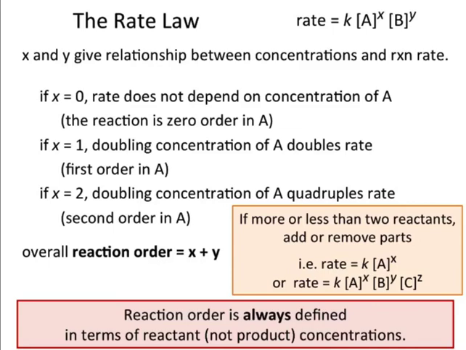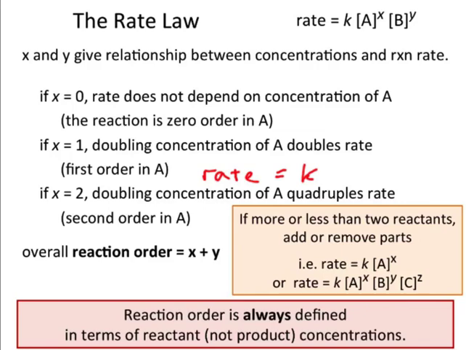So if x is 0, we say this is 0 order, and the rate does not depend on the concentration of A. And so what we mean by that is rate equals concentration of A to the 0. Well, anything to the 0 is equal to 1. So you're saying the rate is unchanging.